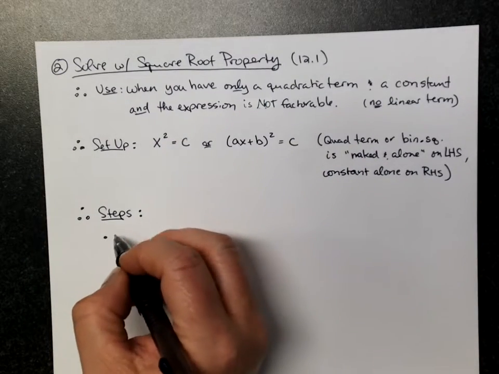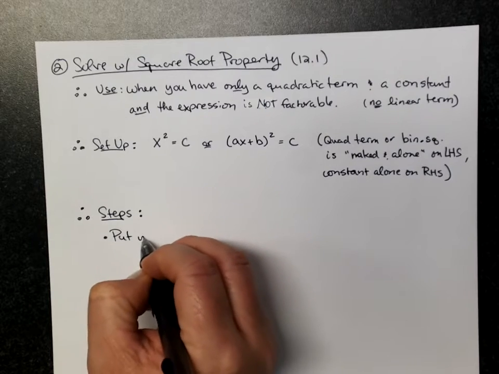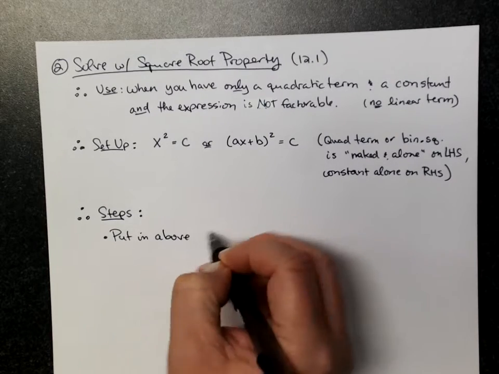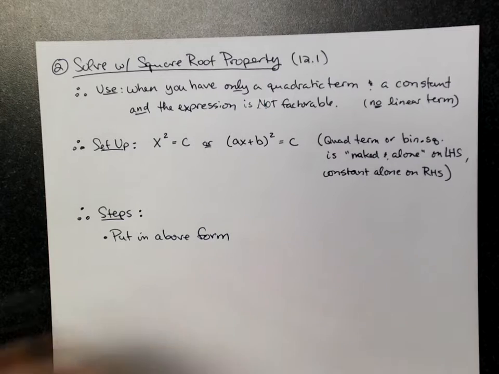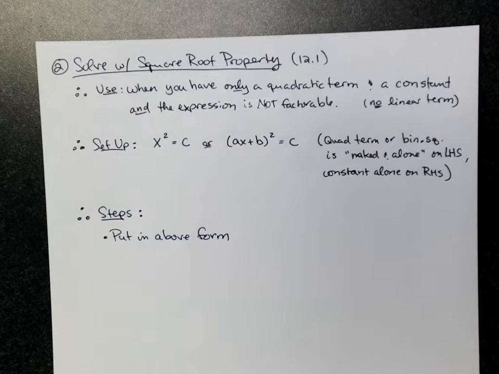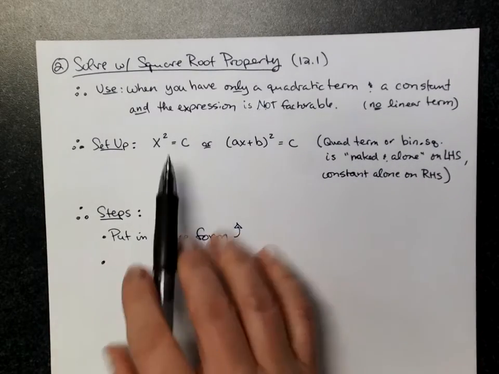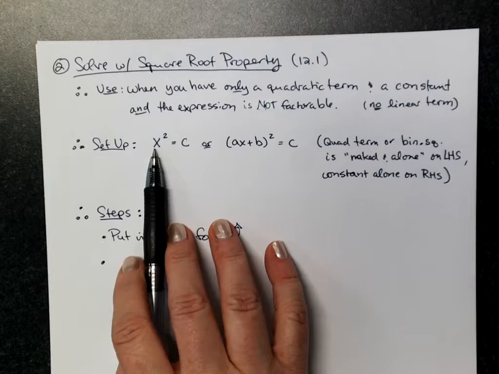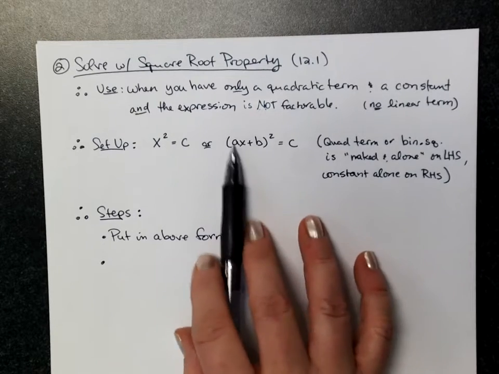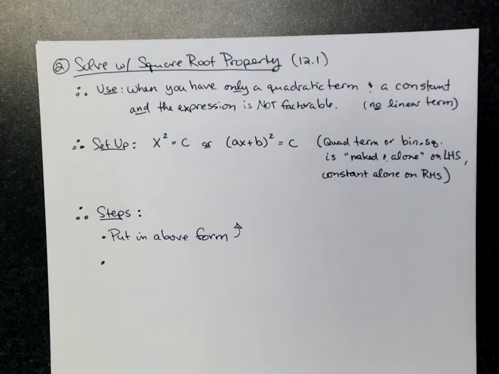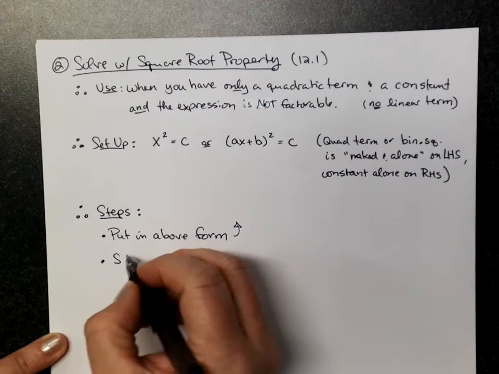One, put in the above form. If you don't do this first, everything else after that will be wrong. Okay. When it's in that above form, with the quadratic naked and alone on the left and the constant on the right, or the binomial squared naked and alone on the left and the constant on the right, then you square root both sides. That's the square root property.